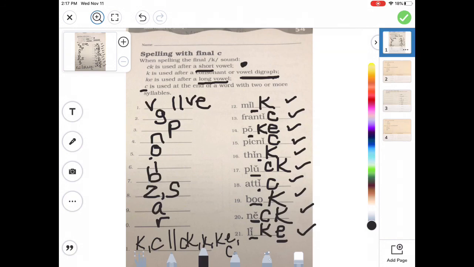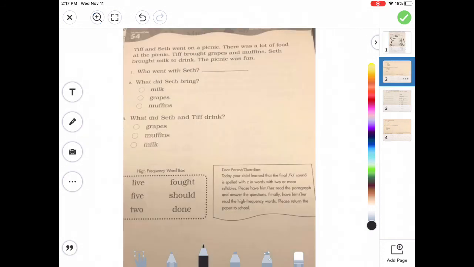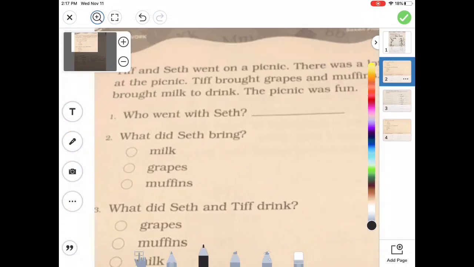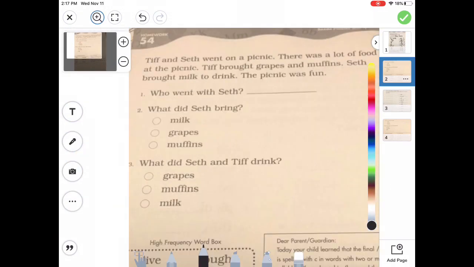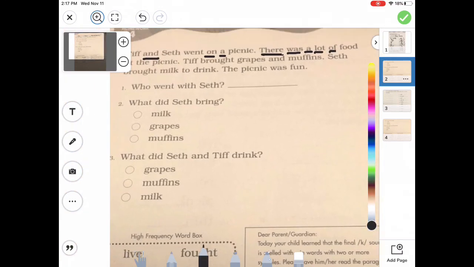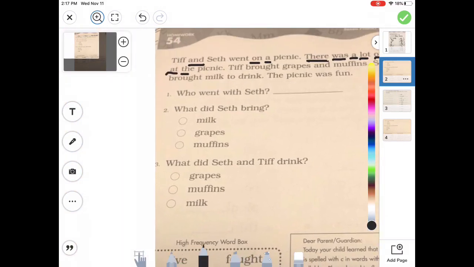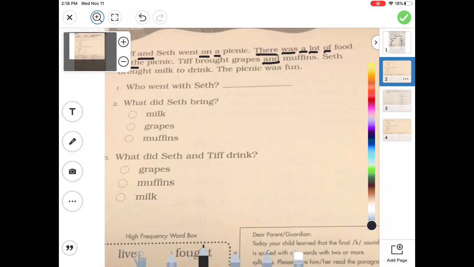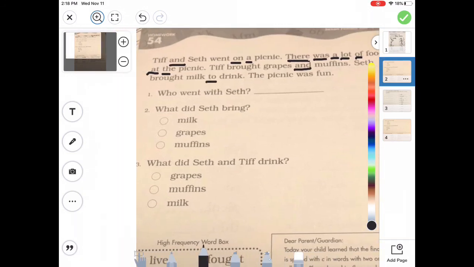All right, on the back, we're going to get to read a little bit and then answer some questions. So let's look at our first word, if. Tiff and Seth went on a picnic. There was a lot of food at the picnic. Tiff brought grapes and muffins. Seth brought milk to drink. The picnic was fun.